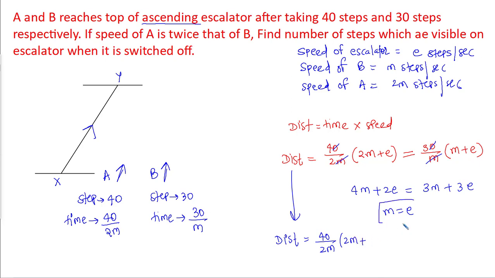Okay, we can replace e with m. So let's solve this. This is going to be how much? 40 divided by 2m into 3m. Okay, so this is going to be how much? This is going to be 60.